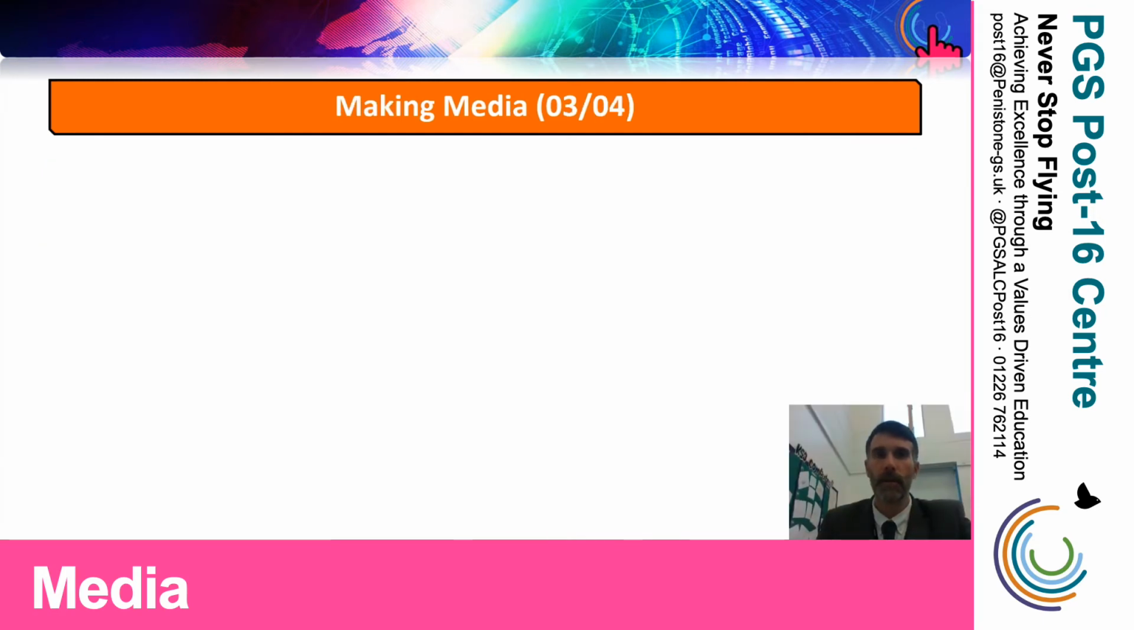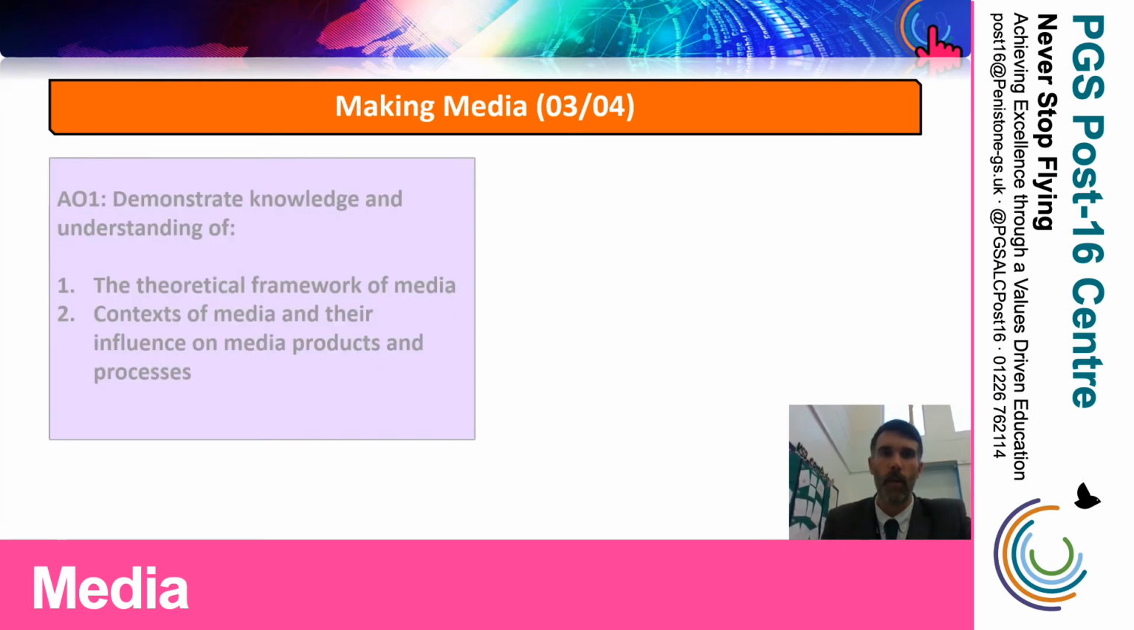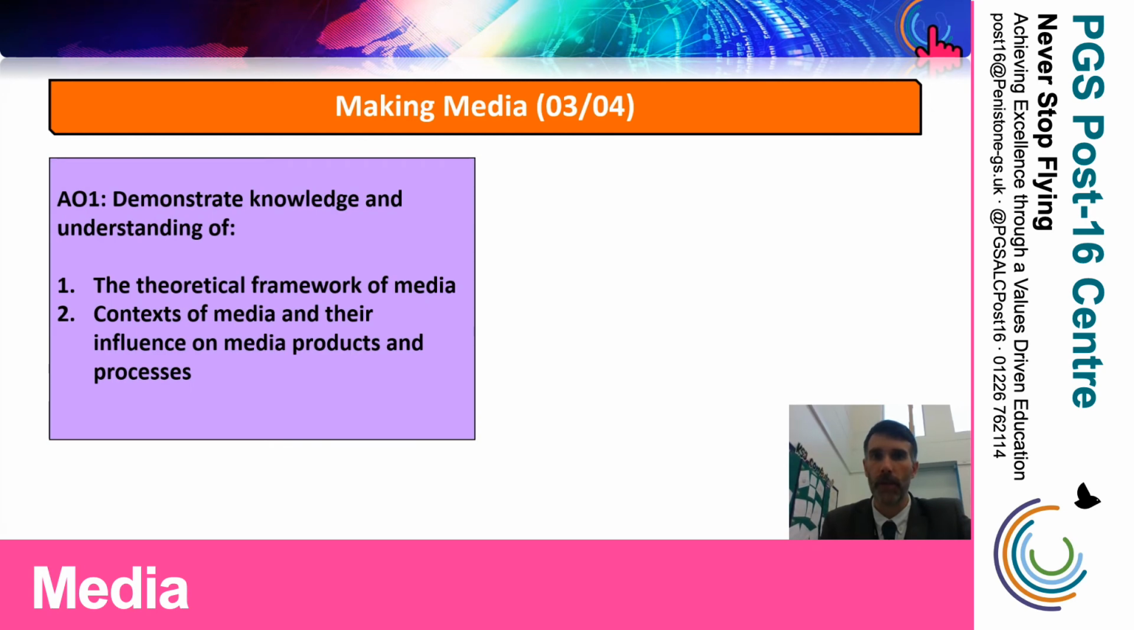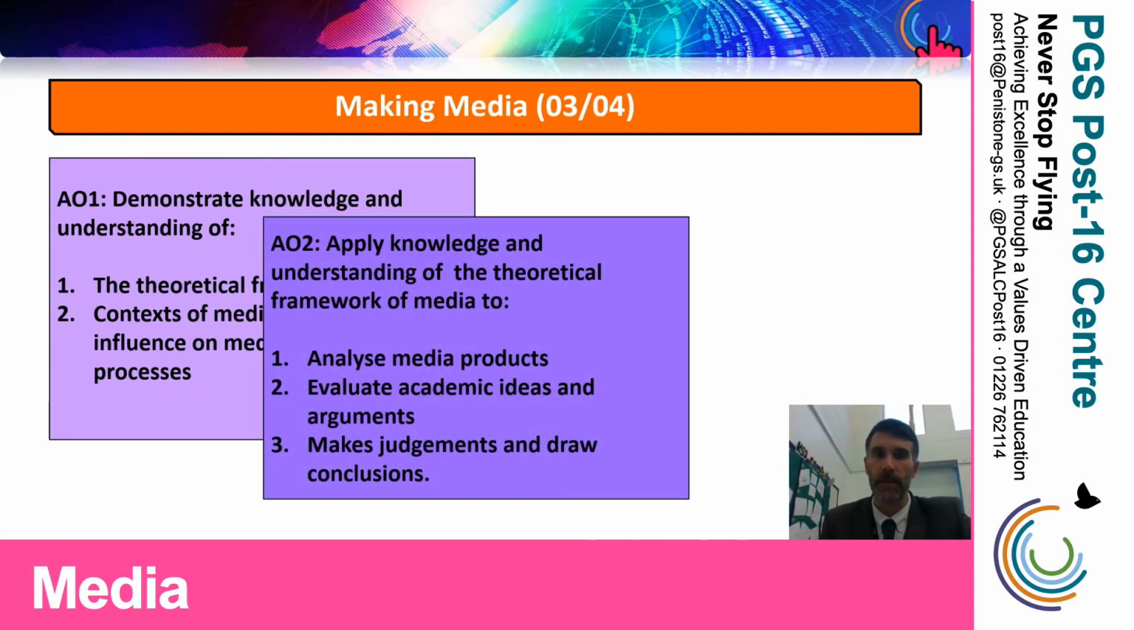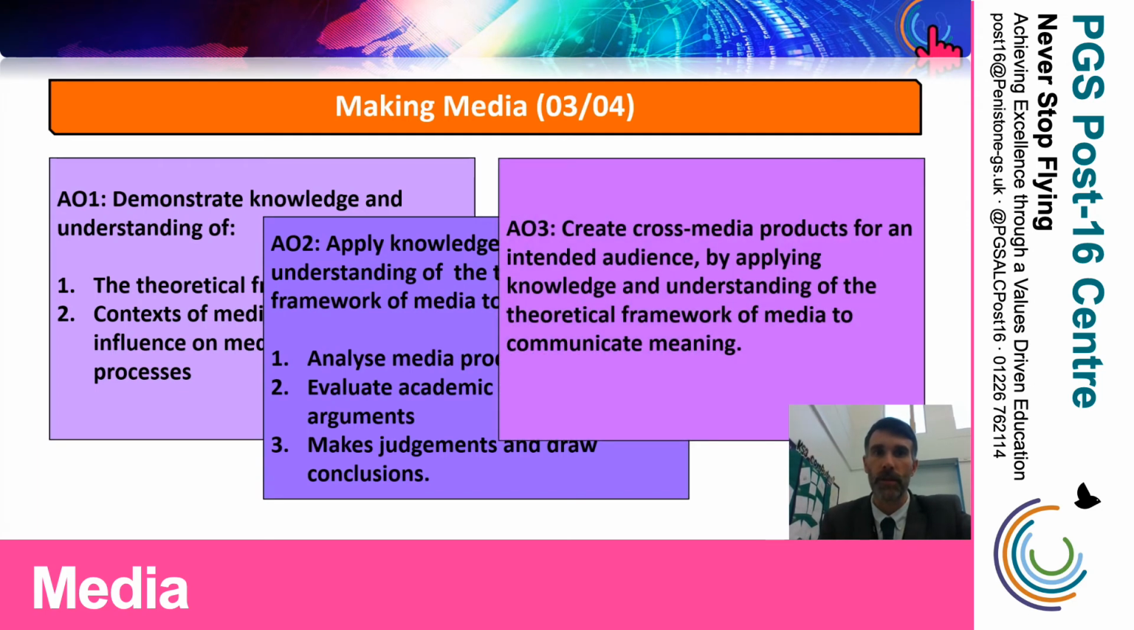The third and final unit is split into 3 objectives, and this is the coursework. It's split into AO1, which is research into theories to support the development of your coursework. AO2, which is the analysis of media products and how these will support your project. And AO3, which is the creating of your cross-media products. This means that you'll have 2 products which will be linked together.